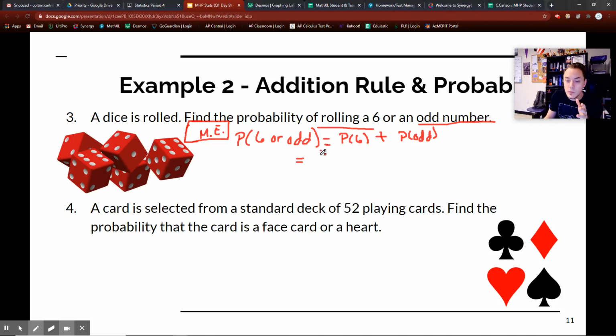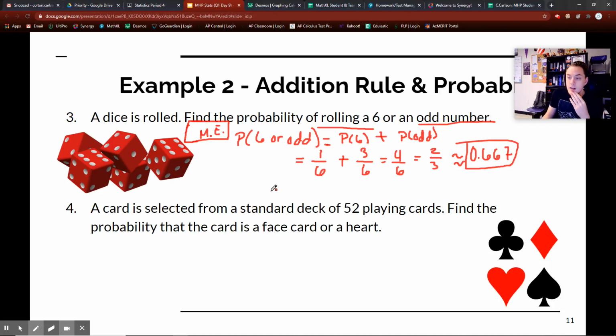That means I don't need to subtract an overlap. So what's the probability of rolling a 6? 1 out of 6. What's the probability of getting odd? 3 out of 6, because you have 1, 3, and 5. This is 4 out of 6, which reduces down to 2 out of 3, which is also, just like the last problem, 0.667.